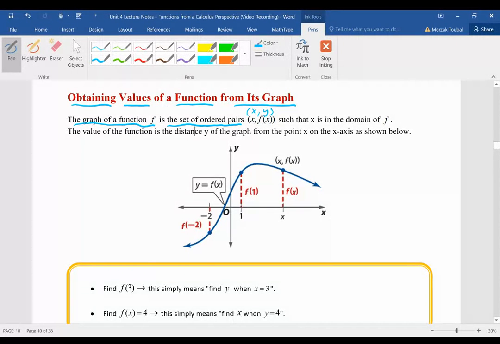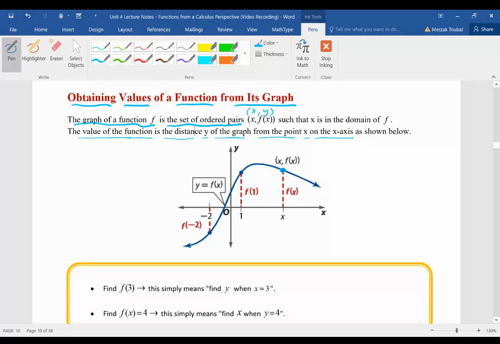How about the value of y? Well, the value of y is in the range of f. The value y, or the value of the function, is the distance y of the graph from the point x on the x-axis. Well, let's take a look at this figure.